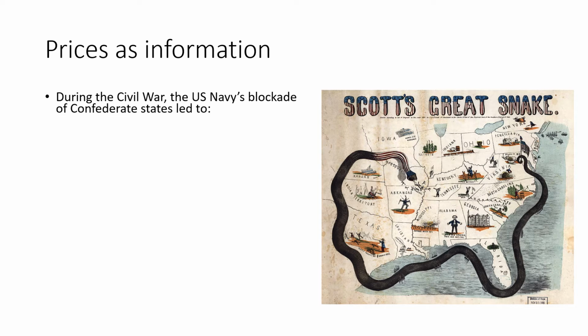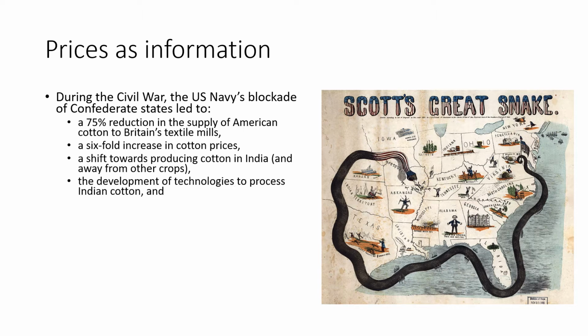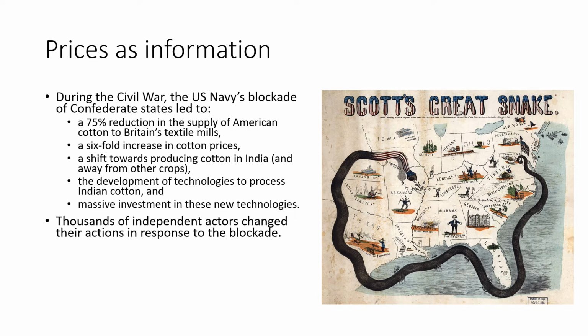During the Civil War, the U.S. Navy's blockade of Confederate states led to a 75% reduction in the supply of American cotton to Britain's textile mills. It also led to a six-fold increase in cotton prices. That led to a shift towards producing cotton in India and away from other crops. It led to the development of technologies to process Indian cotton, and it led to massive investment in these new technologies. So the blockade, through the price mechanism, ultimately led thousands of independent actors to change their actions in response.